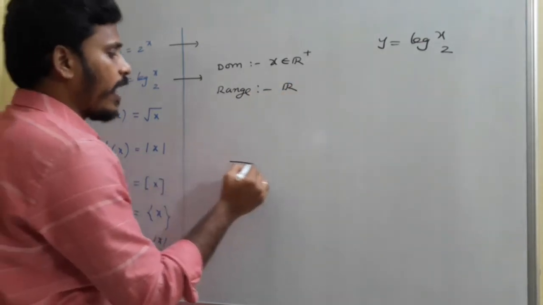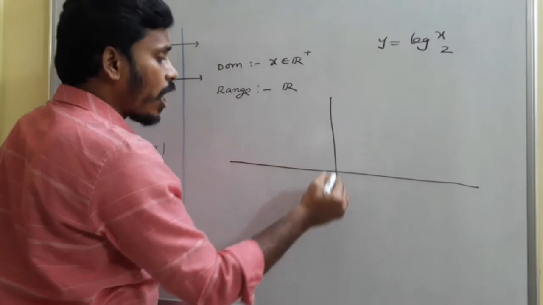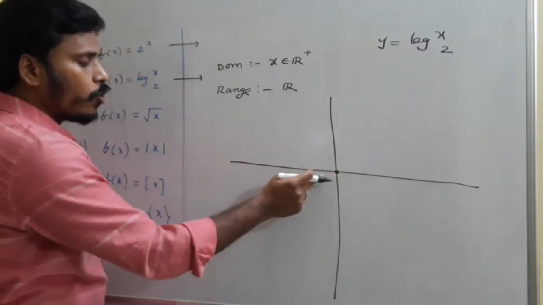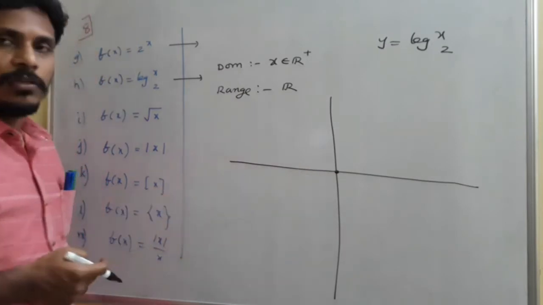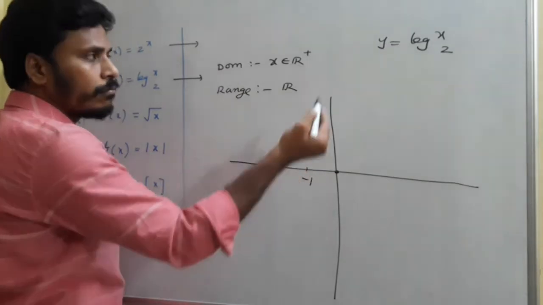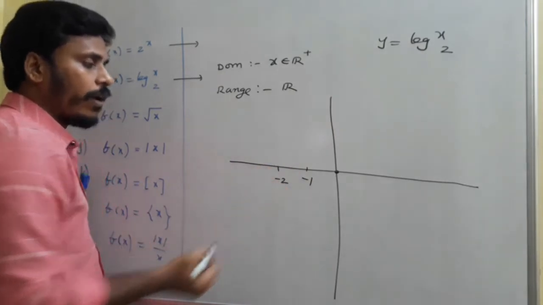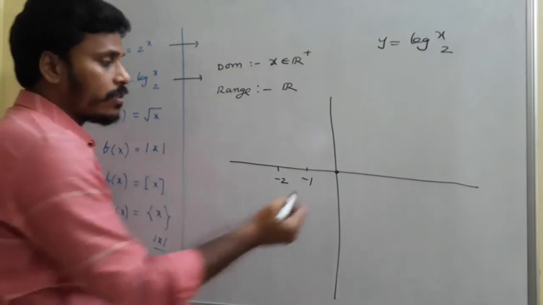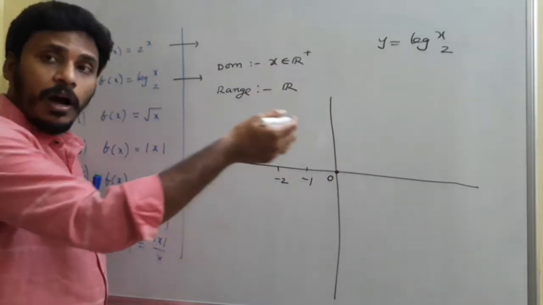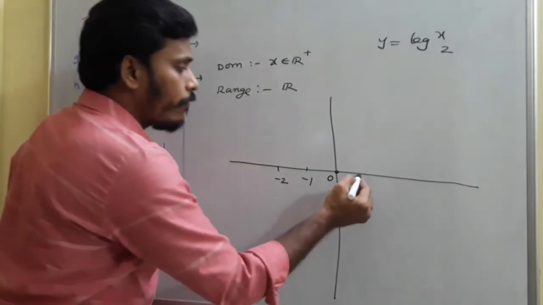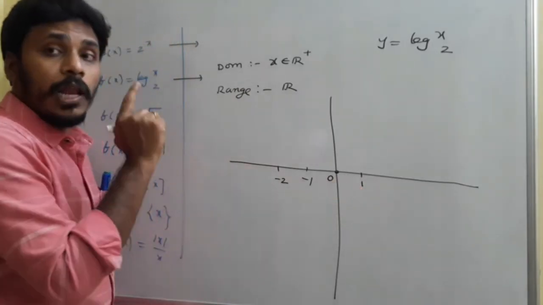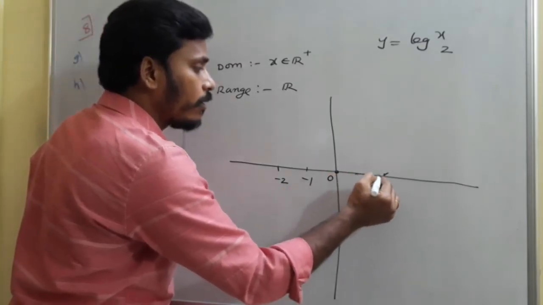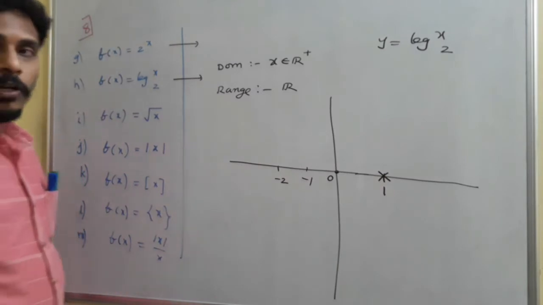If you wish to sketch the graph, since x can't accept negative values, the graph is not there in the negative region of x. If x is equals to -1, the logarithm value is not defined, the graph won't exist. If x is -2, logarithm is not defined, the graph won't exist. If x is equals to 0, still the graph won't exist. If x is equals to 1, yes, log 1 base 2 is 0, so your answer is 0. So that's one particular point.